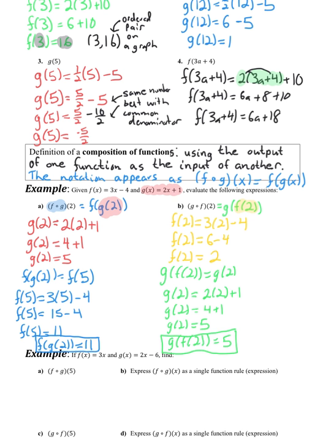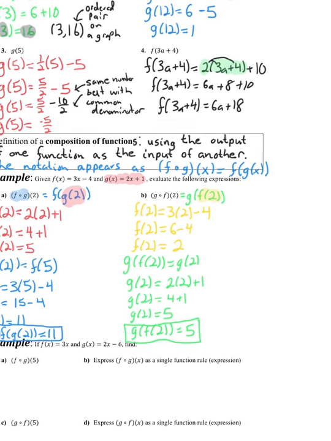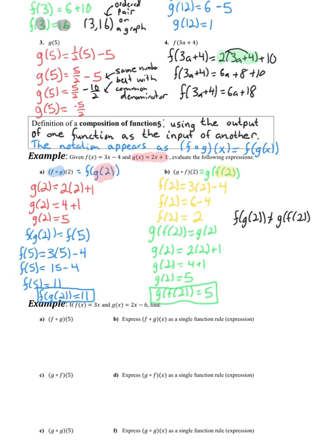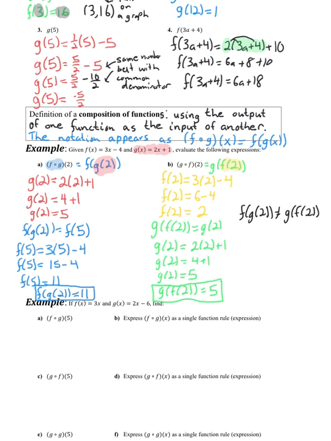And what we see here that's really an important thing to note is that f of g of 2 did not equal g of f of 2. They're not the same thing. f of g of 2 is 11. g of f of 2 is 5. They're getting different outputs. So it is possible that you will end up with the exact same values, but not always, okay? So in this case, definitely not.